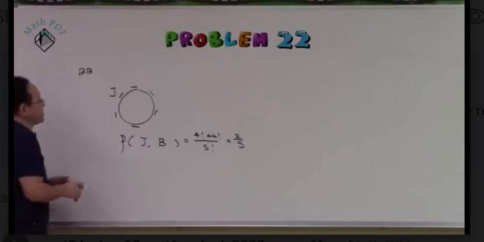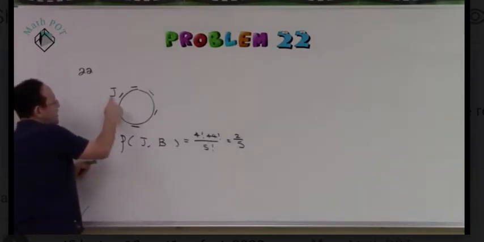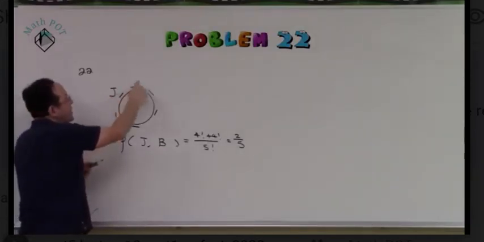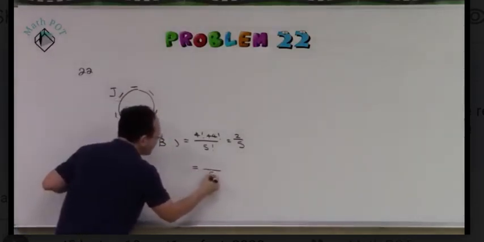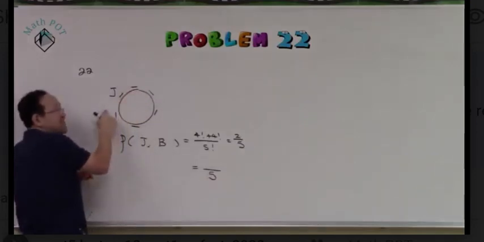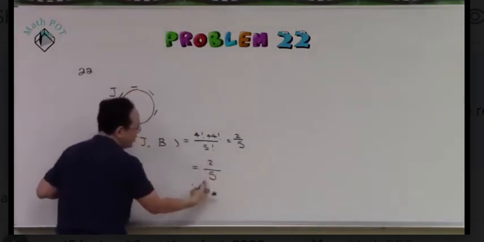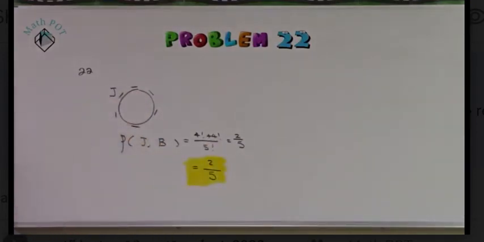So another way is to think that we fix Jeremy here. So now Benjamin could be what? Could be here, here, here, here, here. Benjamin has 5 choices. How many meet my condition? Very clear. This one and this one only. That gives us the answer 2 over 5. Same answer, but definitely it's much easier.